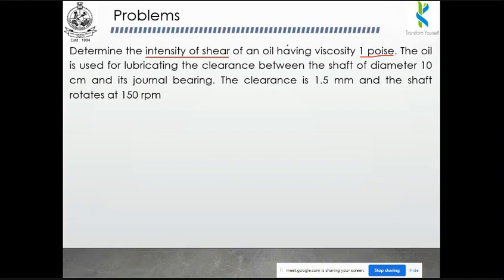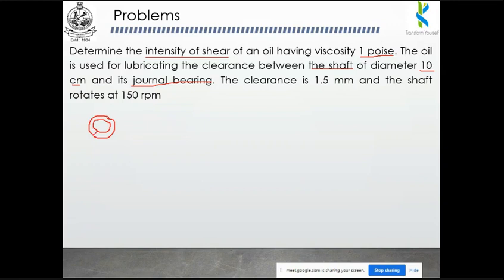And we have the viscosity value, it is 1 poise. So we have to convert this 1 poise into Newton seconds per meter square. The oil is used for lubricating the clearance between the shaft of diameter 10 centimeter and its journal bearing. Please read this line carefully. So we have a journal bearing, which will be in circular format. Similarly, we have a shaft. So we have 2 circles.